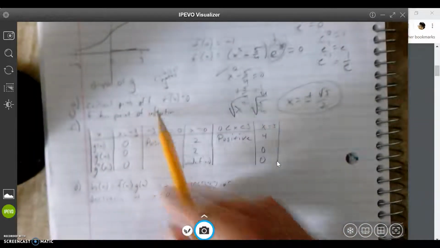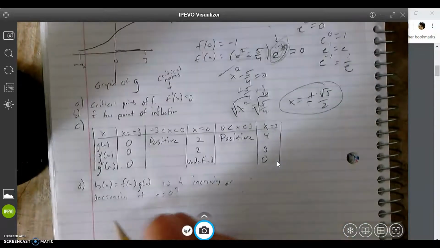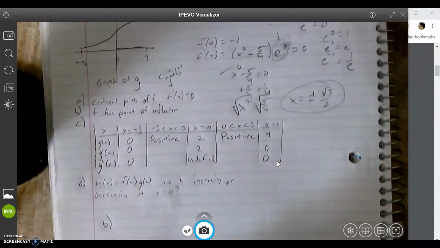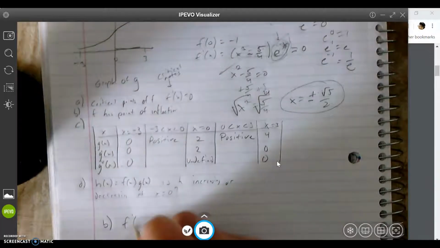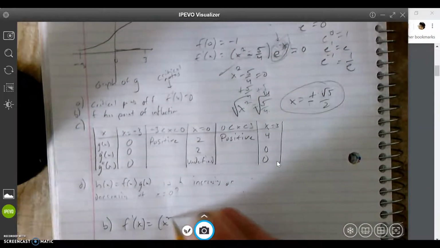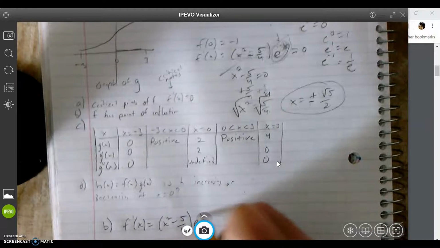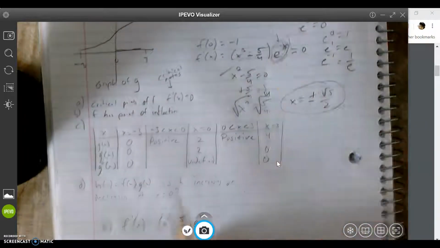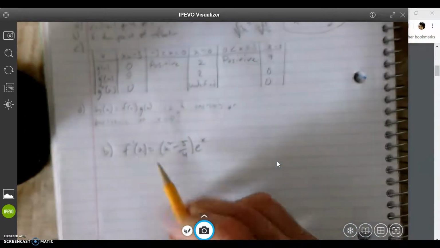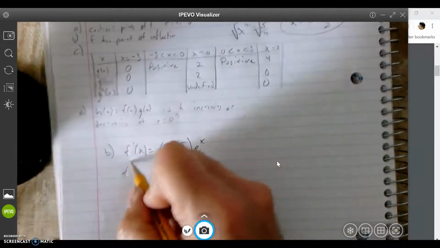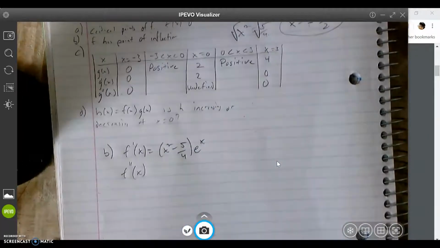I want points of inflection. All right, so part B. This one's kind of tricky, but we're going to get it. So we know that f prime of x equals x squared minus 5 over 4 times e to the x. I'm just copying that down from what it gives us, right? So points of inflection are always found with the second derivative.